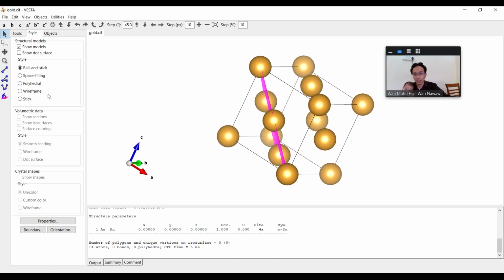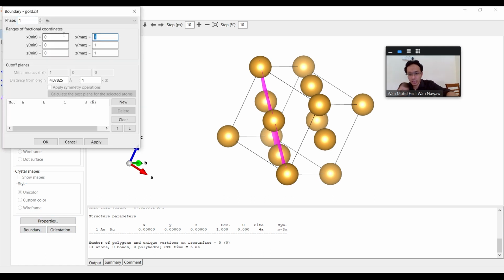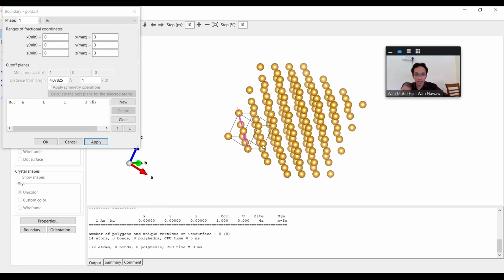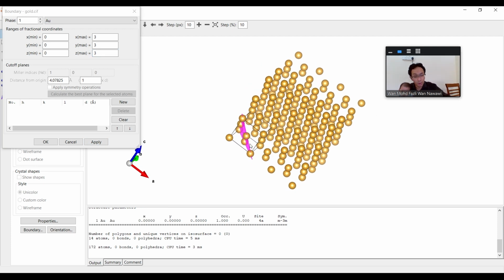Let's say I make this bigger, I make it 3, 3, and 3, meaning that I expand this structure so that there are 3 on top, 3 on the side, and 3 on the bottom. You will get it like this. Okay, so you can see the plane is still 111 like that.